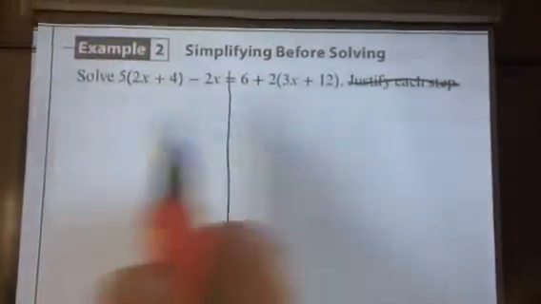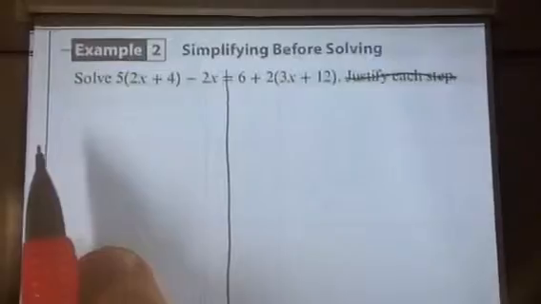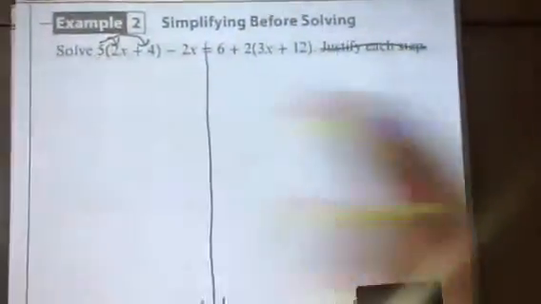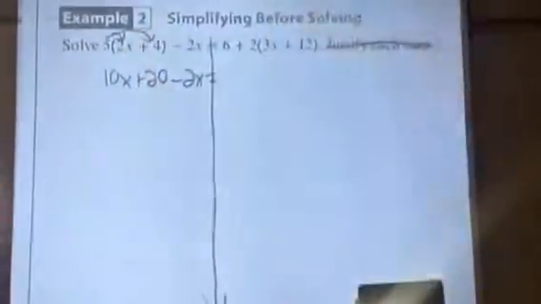I've got variables on both sides of the equation. I know eventually they're all going to have to be on one side, but before I can do that, I need to do this distributive property right here. I've got to clean up this equation first. So 5 times 2x, that gives me 10x. 5 times 4, that gives me 20. I distribute it, I bring down the rest of the equation.